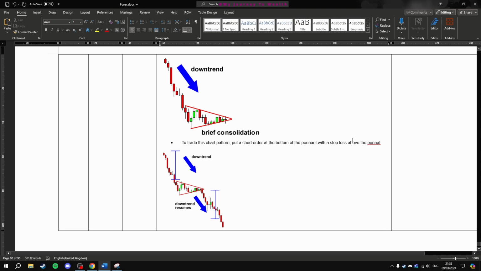Right, okay, so put a short order at the bottom of the pennant. By bottom I mean like here or here? I'm assuming here? No, but then you will need to know that, because if you place a short order here, then you're not... no, place it over here, because then you would actually know the pennant's formed, so you can put it here with a stop loss above the pennant. So stop loss would be somewhere around here maybe.